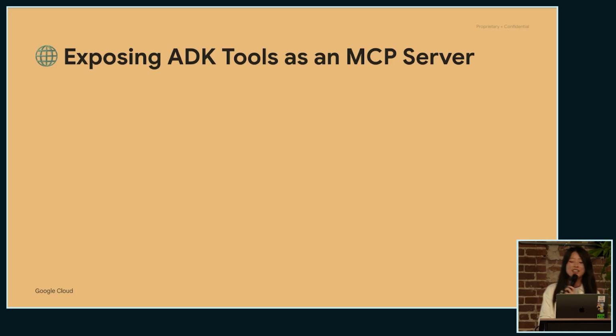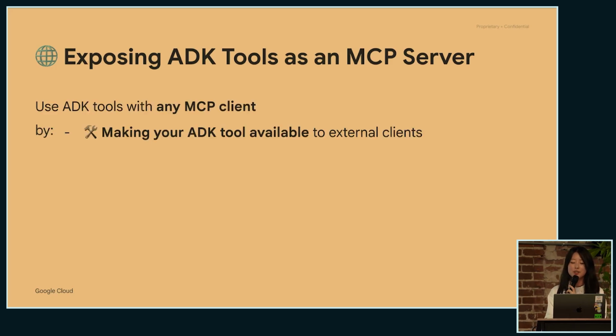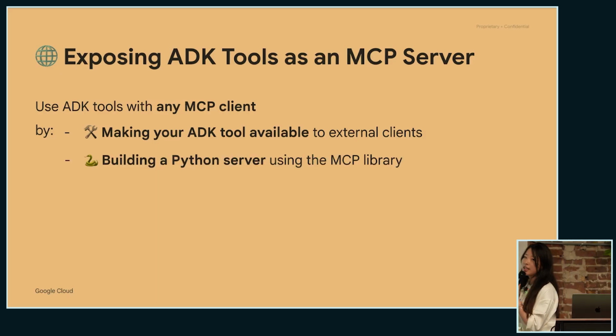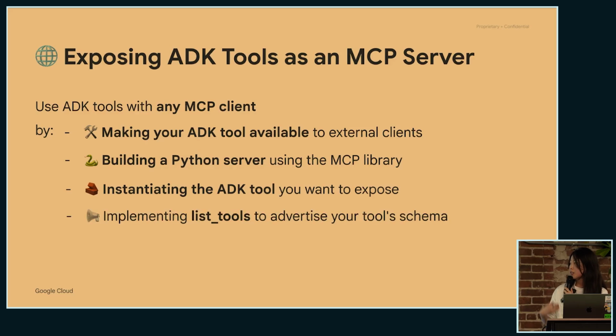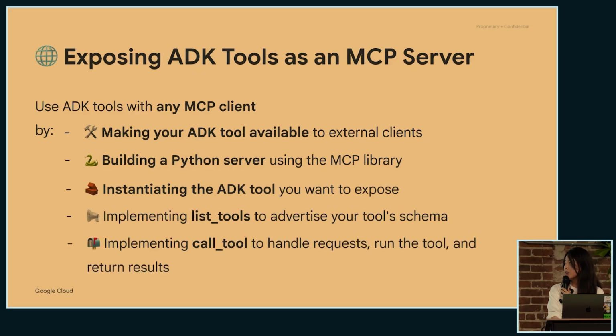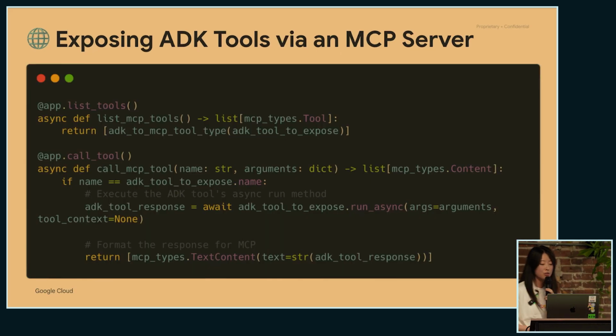Another one, which is an exciting one, is that you can also expose an ADK tool as an MCP server. You do it by making your own MCP tool available to external clients. In this case, it can be either an agent framework or any agent client. You can build your own Python server using the MCP library and initiate your own ADK tool. You implement mostly through two handlers, list tools and call tool, which I'm going to show you really soon. So this is a quick example of how you do list tool and call tool. In ADK, we have something called ADK to MCP tool type. That's how you wrap the custom tool and expose it to an MCP server.